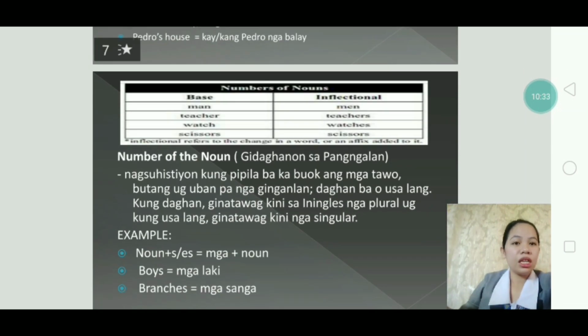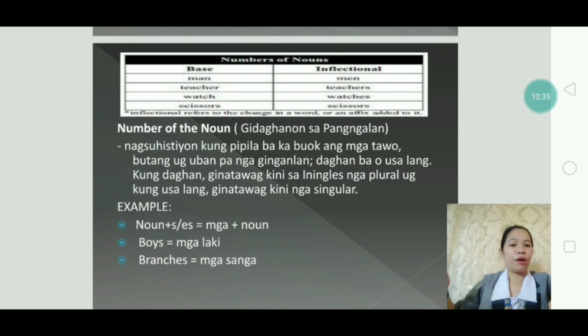Now, let's proceed to the number of noun. But before that, let me call Miss Zara May to give an example for the possession. Possessive case. Well done. Take your seat. Okay? Now, let's go to the numbers of noun. Number of noun.